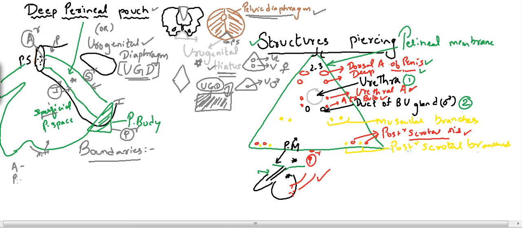What are the boundaries? Anteriorly, posteriorly, superiorly, inferiorly, and on either side. So if you're able to repeat that once more, and it will be over. Anteriorly, pubic symphysis. Posteriorly, perineal body, and the two fascias become continuous with one another. Superiorly, superior fascia of UGD. Inferiorly, inferior fascia of UGD. So easy it is.